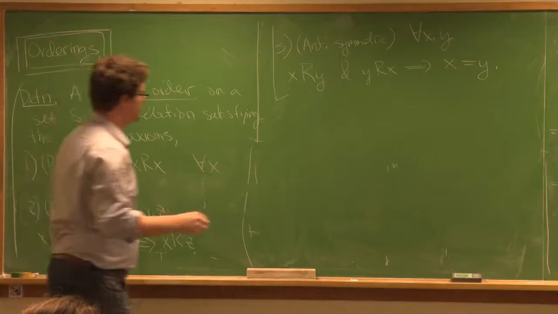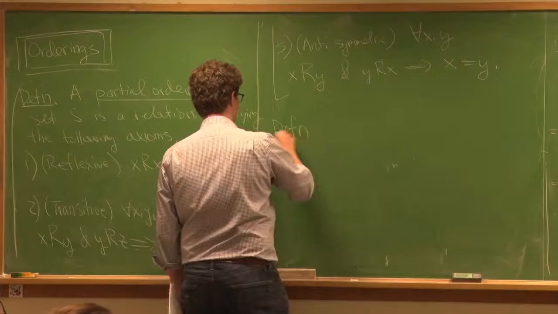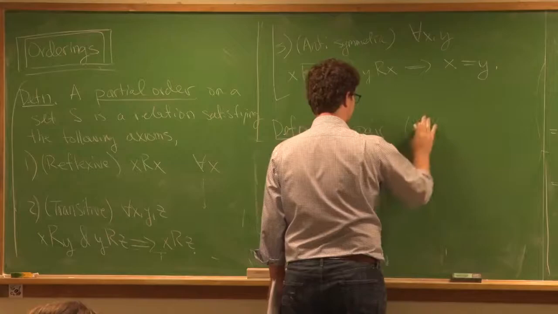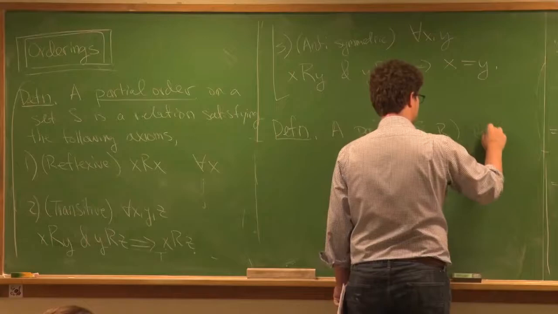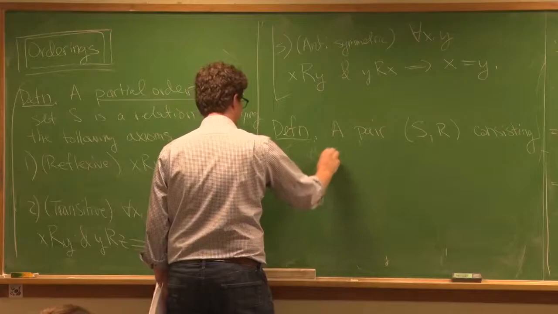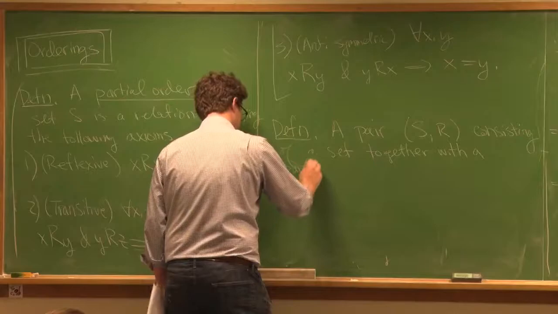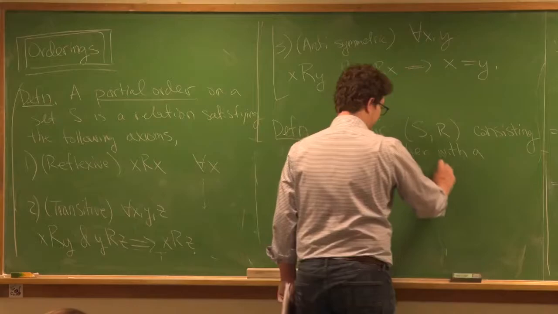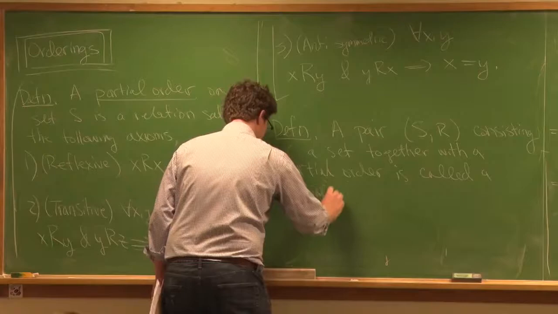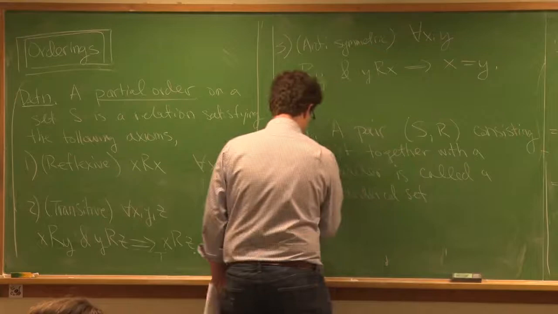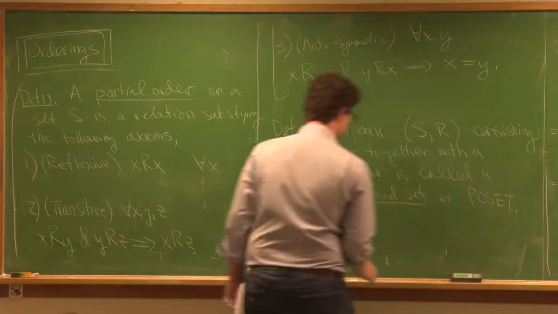Let me give you another definition. A pair (S, R), consisting of a set together with a partial order, is called a partially ordered set, surprisingly enough. Or sometimes it's just called a poset. So a set with a partial order is a partially ordered set.